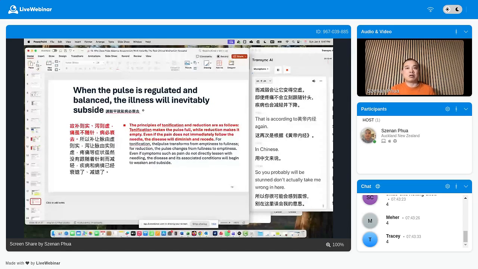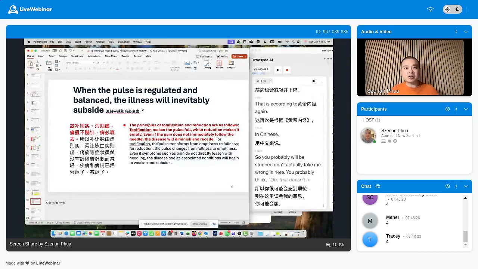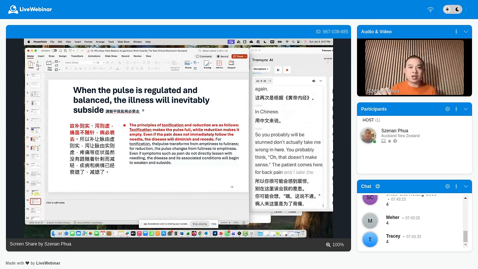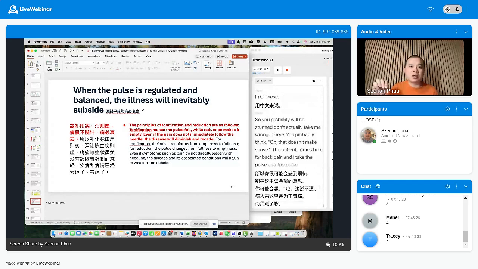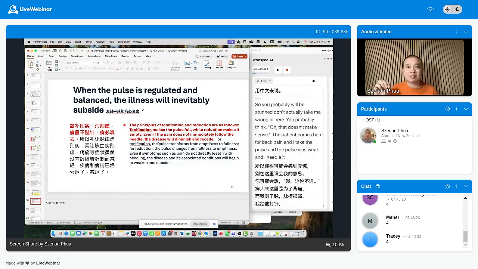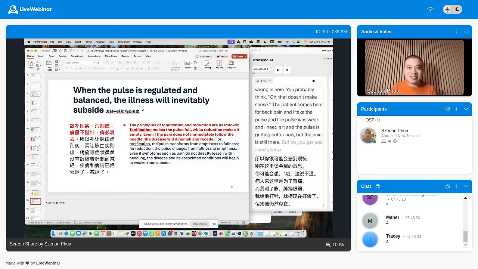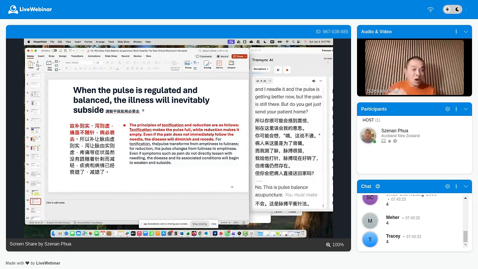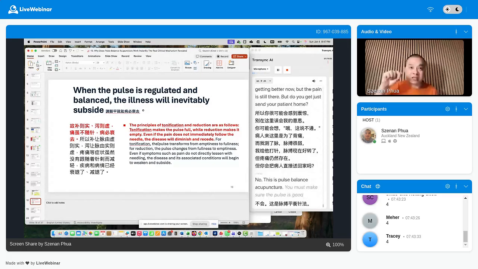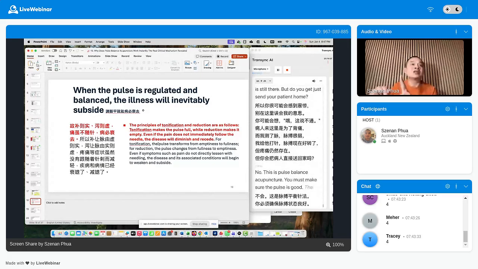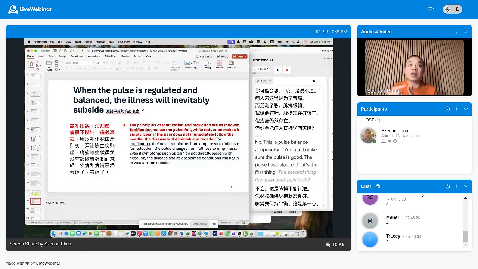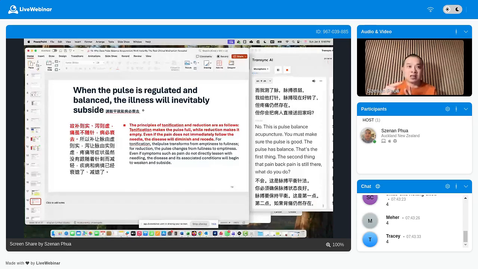You probably think, oh, that doesn't make sense. The patient comes here for back pain, and I take the pulse, and the pulse was weak, and then I needle it, and the pulse is getting better now, but the pain's still there. But do you just send your patient home? No. This is pulse balance acupuncture. You must make sure the pulse is good. The pulse has balance. That's the first thing. The second thing, the back pain is still there. What do you do? You apply new balance acupuncture.